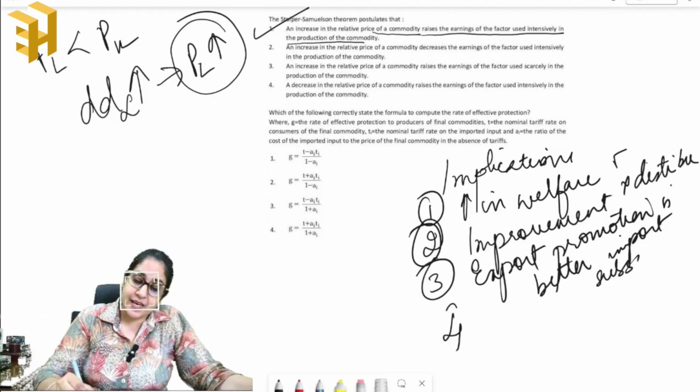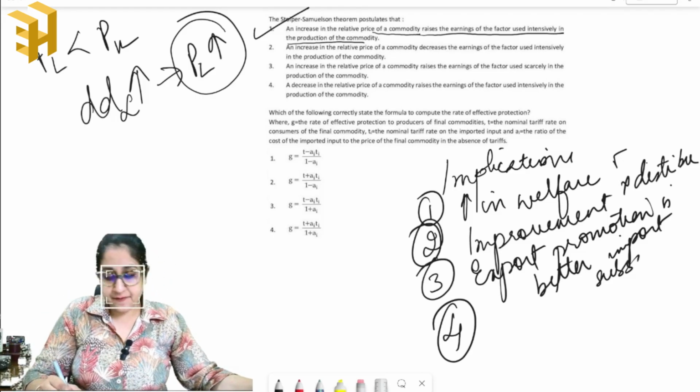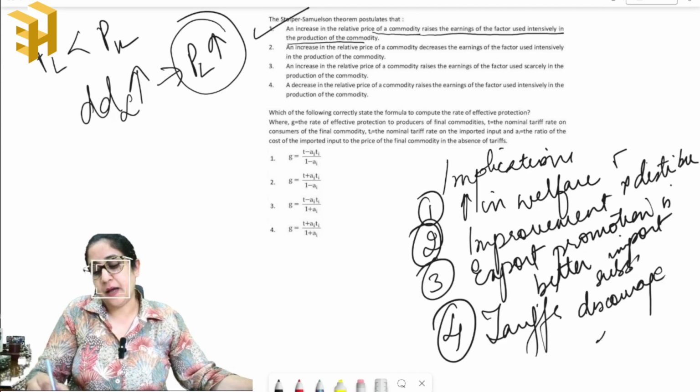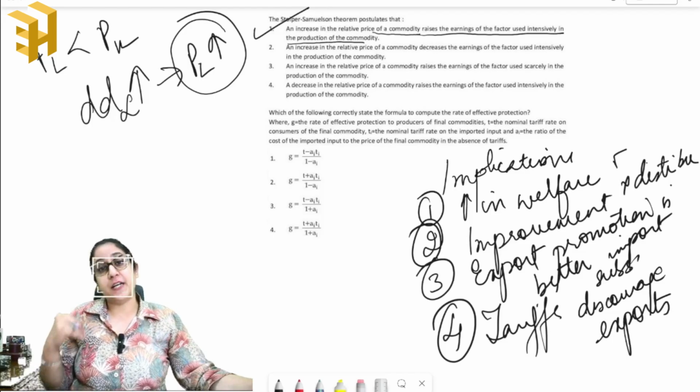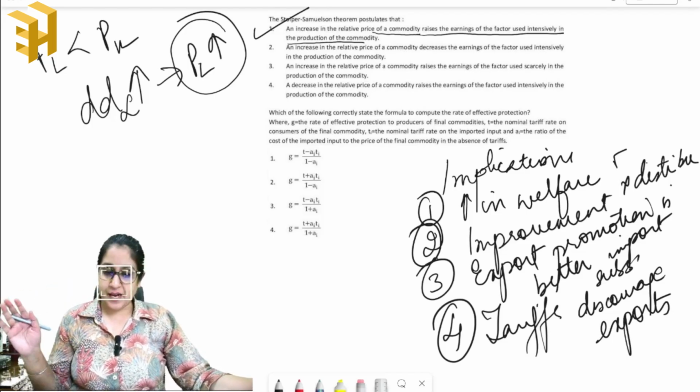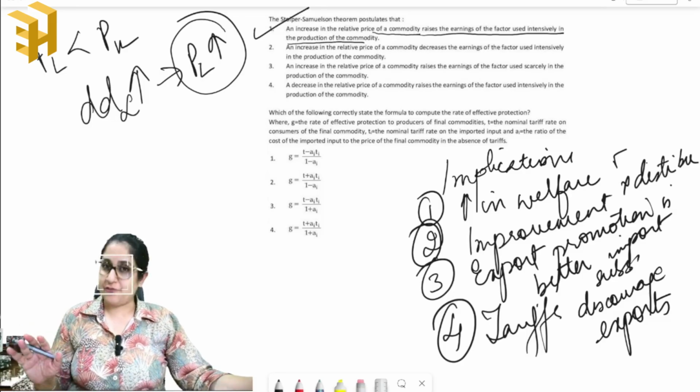And the last implication is that tariffs only discourage exports. So tariffs should be minimized. Right? So these are the four important implications of the Stolper-Samuelson theorem. Okay? So please keep a note of it.